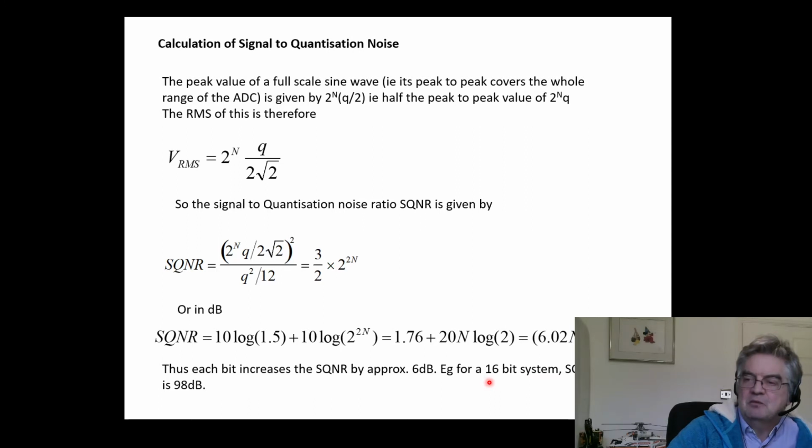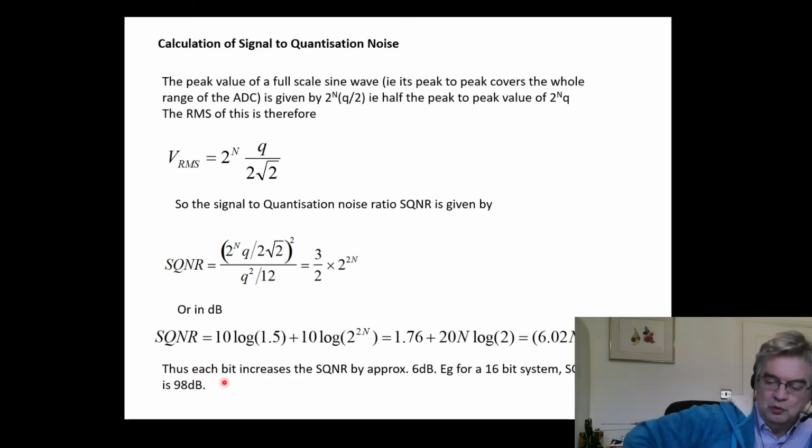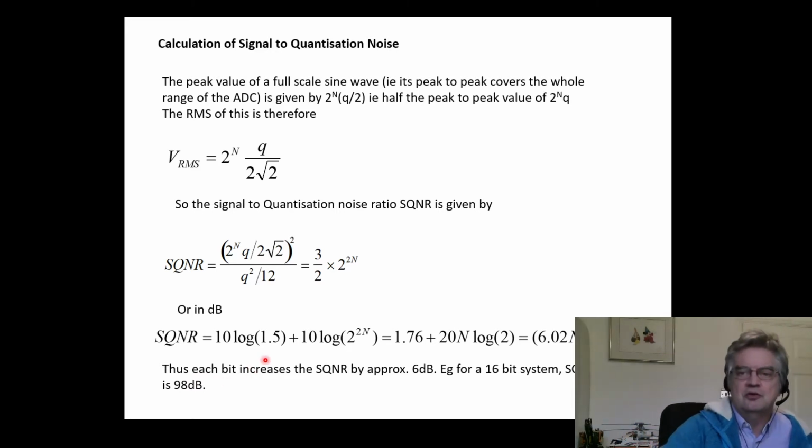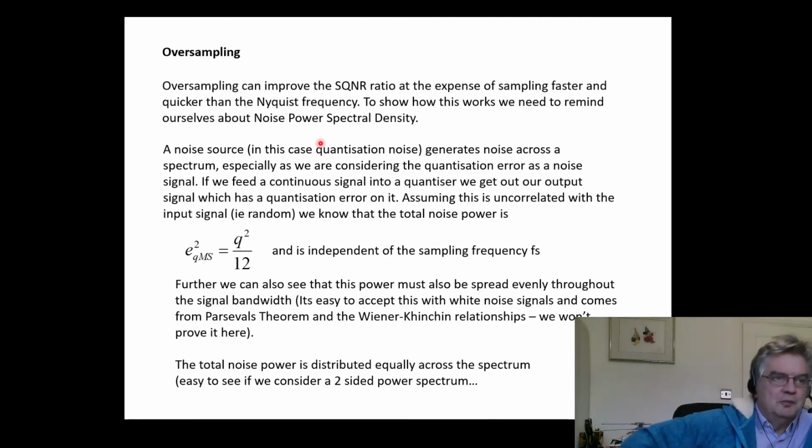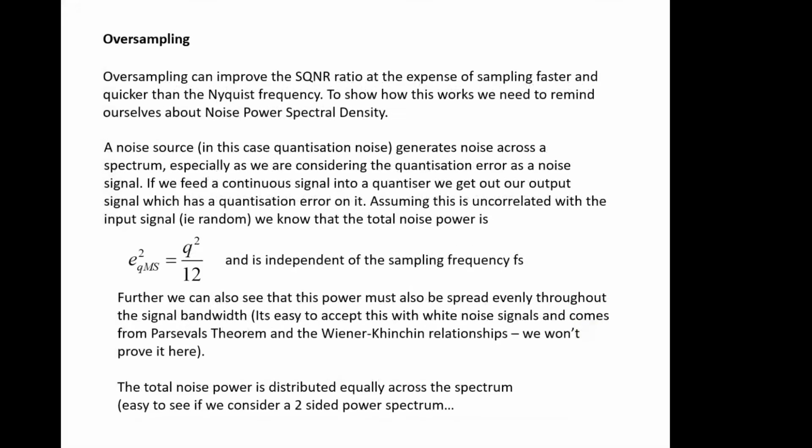So as n gets bigger, the signal to quantization noise ratio gets bigger as well. And we got to the point where we said that for a 16-bit system, we can calculate the SQNR to be 98 dBs. So this is only the case though for a maximum input signal. If you put in signals that are smaller than the maximum, then the noise is higher. But we have to have something to measure against. So there's this concept of oversampling. And oversampling allows us to improve the signal to quantizer noise ratio, but we're going to have to sample faster than the Nyquist frequency.